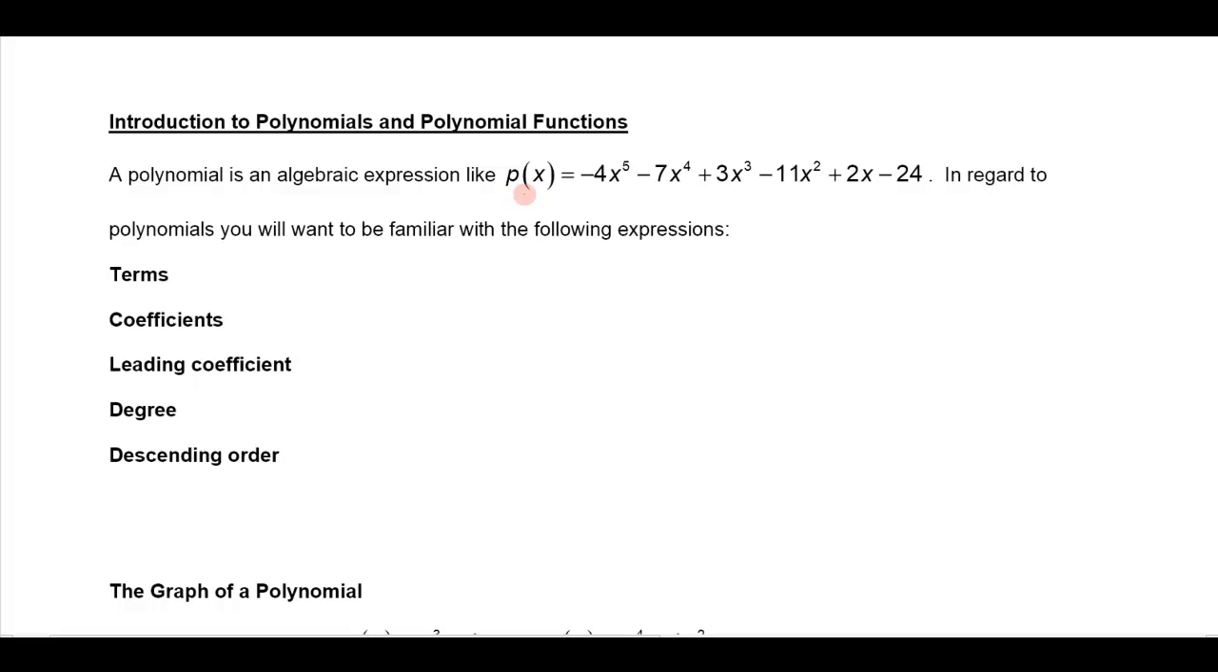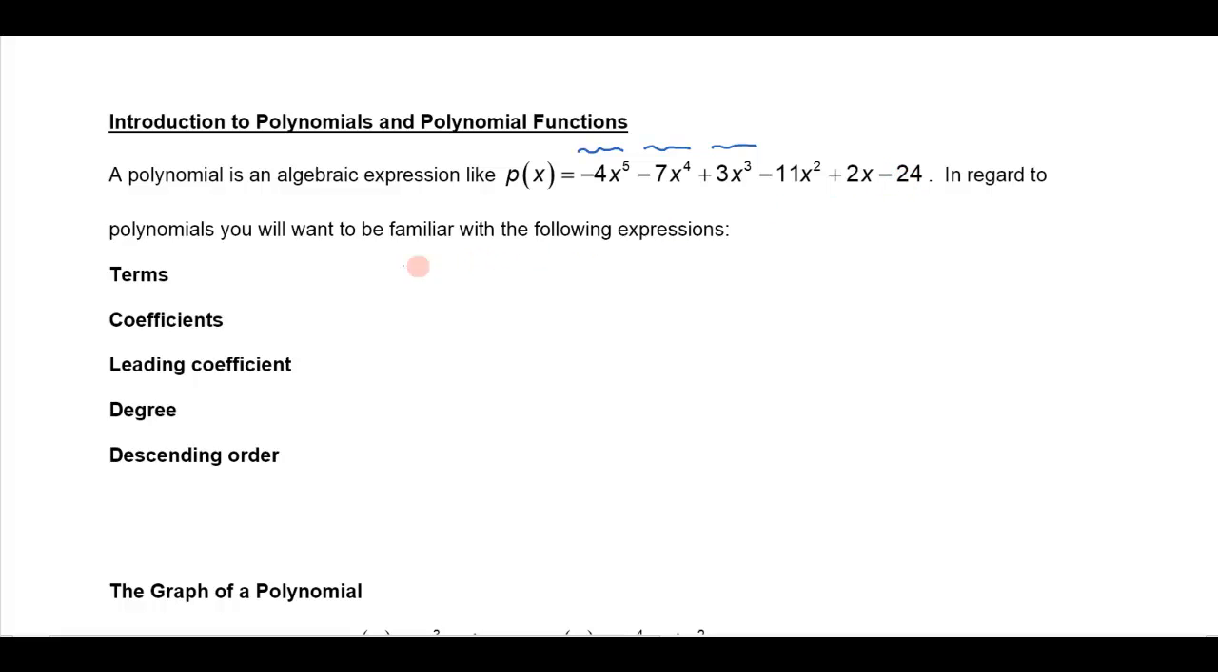And in regard to polynomials, there's a little vocabulary we want to be familiar with, so you should know these expressions. The terms of a polynomial are the things that are separated by pluses and minuses. So the negative 4x to the fifth, that's a term. And the negative 7x to the fourth, that's a term. And 3x cubed, that's a term. So these are the terms of the polynomial. We call this first term the leading term, and we call the last term that doesn't have an x in it, that's the constant term.